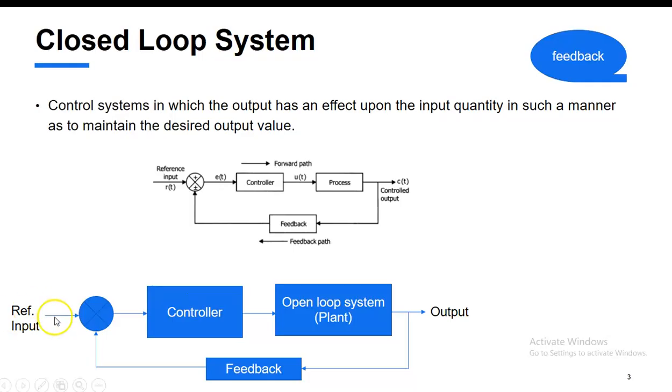This is the reference input. You have a plant of the system. If the output is differing with respect to the reference input, this controller will be activated by the feedback system and it will control the plant so that we can get the desired output.